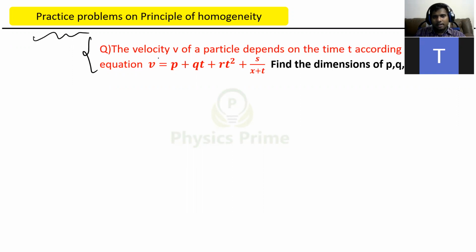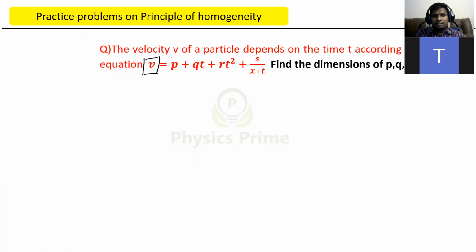This is the velocity of the particle, and t is time. They told, right? This is P, Q, R, S and X. You need to give the dimensions of them, right? P, Q, R, S, X. Let me see.